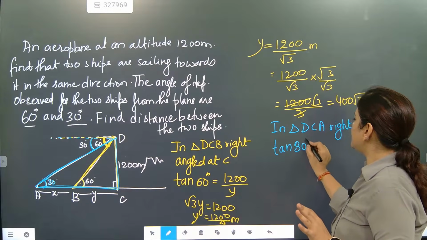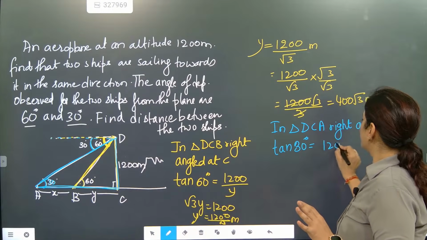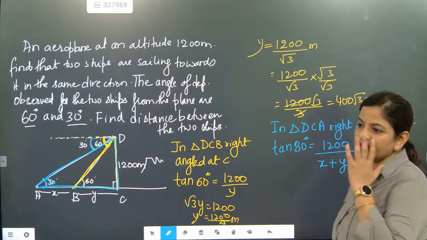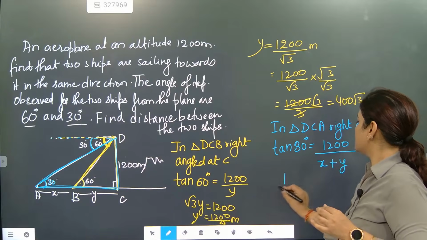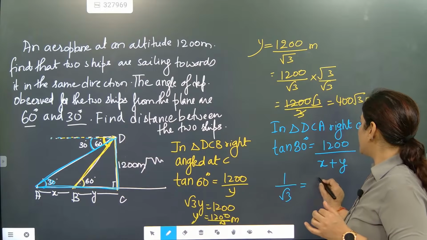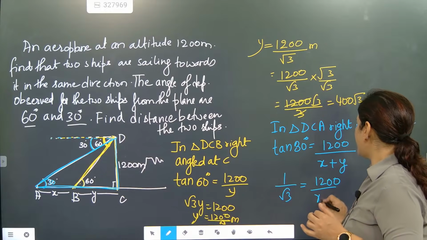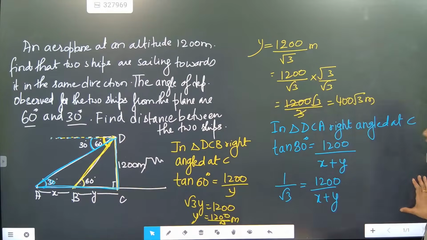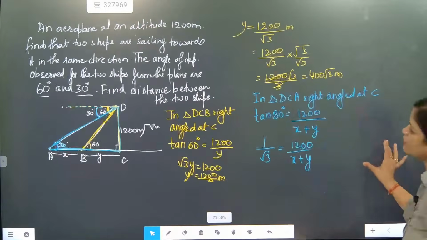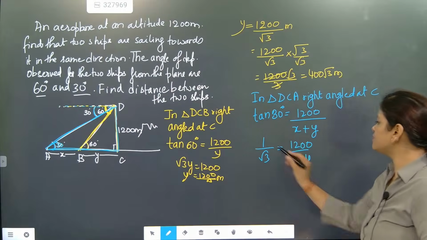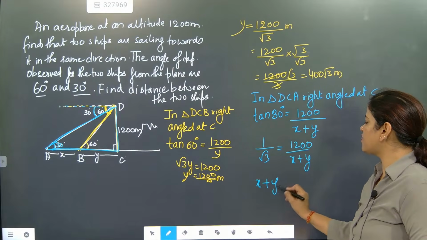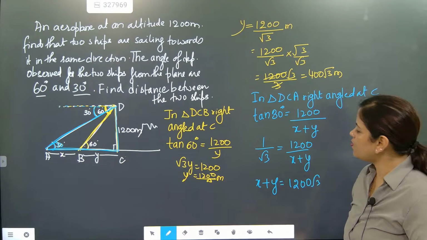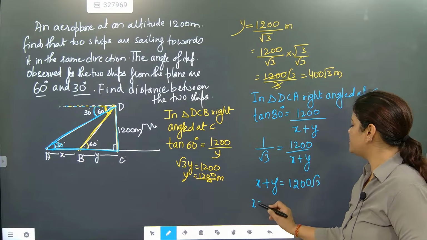tan 30 degree is equal to 1200 by x plus y. Beta, tan 30 value is how much? 1 by root 3 is equal to 1200 by x plus y. Understood? Once we have written till here, the next step is we will cross multiply. It will come x plus y is equal to 1200 root 3. Now beta, what is y? Absolutely, very good.